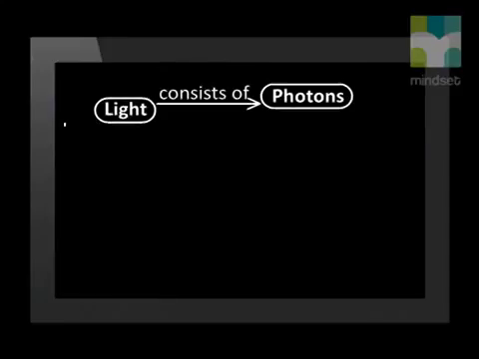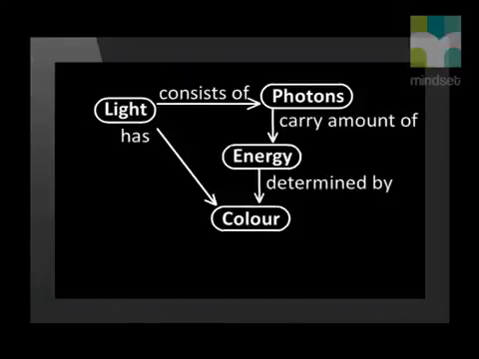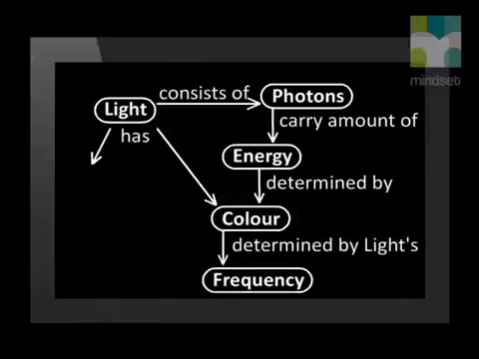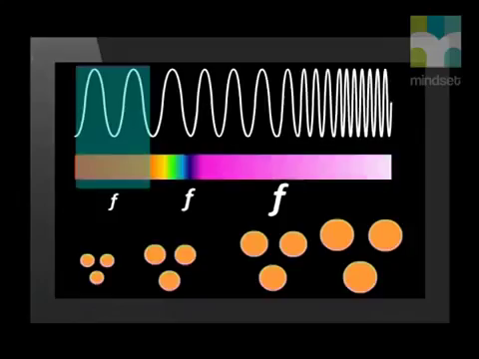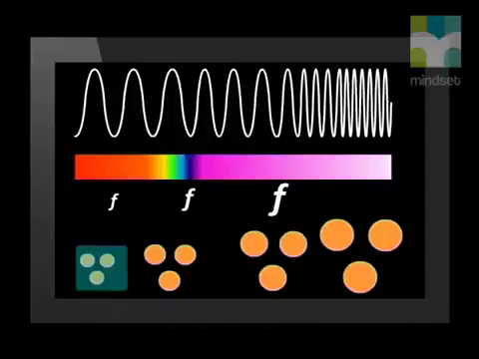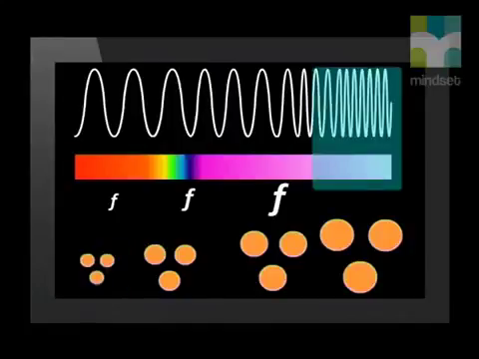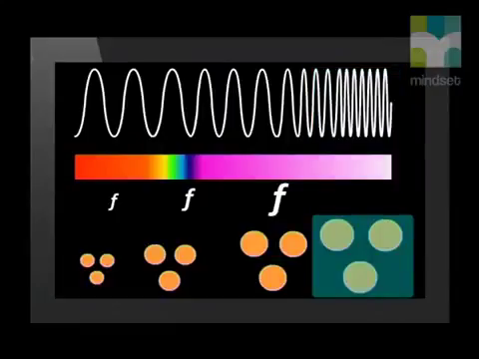Einstein explained the photoelectric effect by referring to light as a stream of particles. These particles are called photons. He said that each photon carries an amount of energy which is determined by the light's color. So the energy of each photon is determined by the light's frequency. Red light has a low frequency. Photons of red light each carry a small amount of energy. Ultraviolet light has a high frequency. Photons of ultraviolet light each carry a lot of energy.